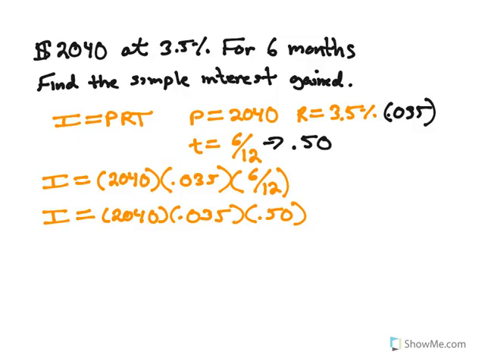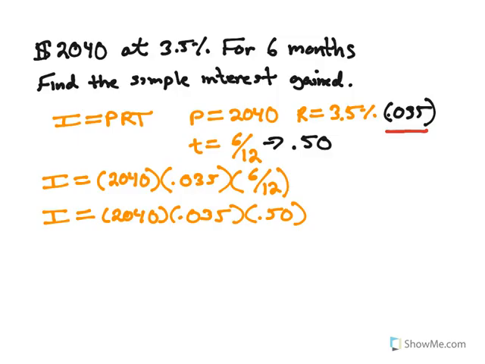So in this next example, if you borrow $2,040 at a 3.5% interest rate for a total of 6 months, we want to find the simple interest gained on this principal, or this money. So we use the same formula, I equals PRT. The principal is $2,040. The rate is 3.5%. Remember, that needs to be converted to a decimal, so you would make that 0.035. So you move the decimal 2 places to the left and add the 0, and then you'll have your decimal equivalent. And the time now is 6 months out of 12.